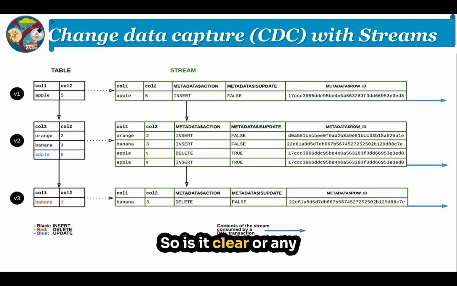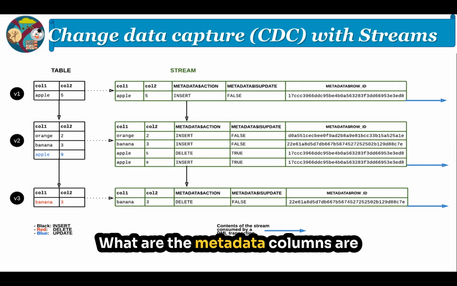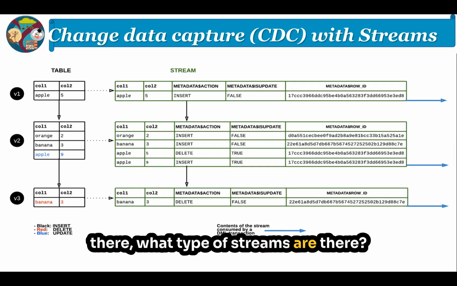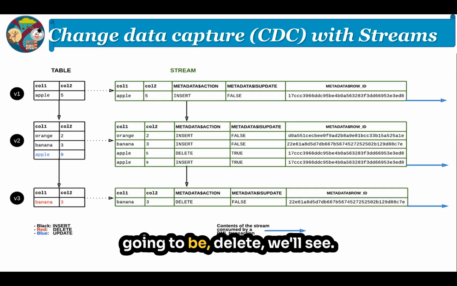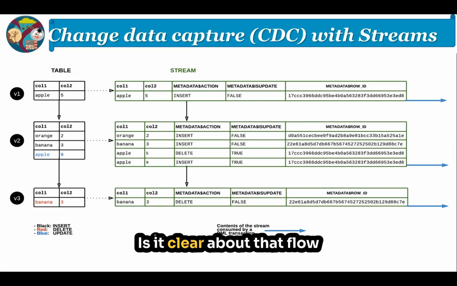So is it clear, or any confusion so far about the streams? What is meant by a stream? What metadata columns are there? What types of streams are there? How is the stream data going to be dealt with? We'll see a practical demo, but is the overview of the flow clear?